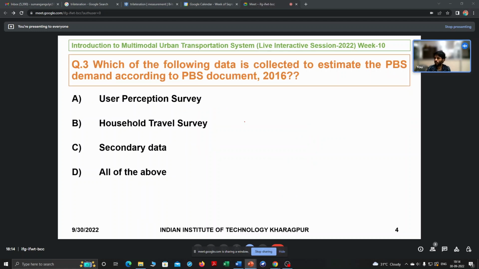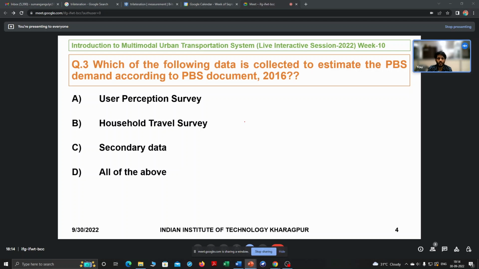So the third one is: which of the following data is collected to estimate the public bicycle sharing system, called PBS, demand according to the Indian document, 2016 version, right? So for estimating the public bicycle sharing demand, suppose you do not have any bicycle sharing system in your city, so you want to develop a public bicycle sharing system in your city, right?